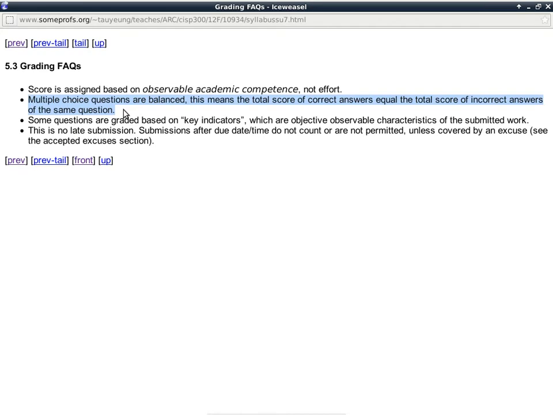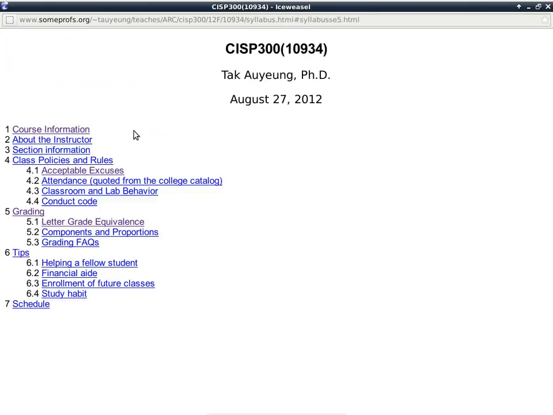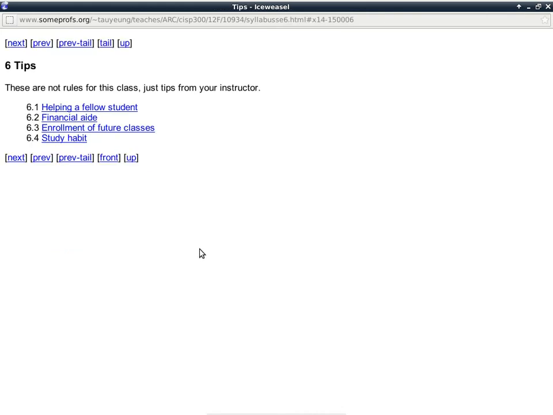Some questions are graded based on key indicators, which are objective observable characteristics of the submitted work. By the time we get to the exams, it will be clear what I mean by that. There's no late submission. Submissions after the due date or time do not count or are not permitted unless covered by an excuse. All right, zipping along, let's go to tips.